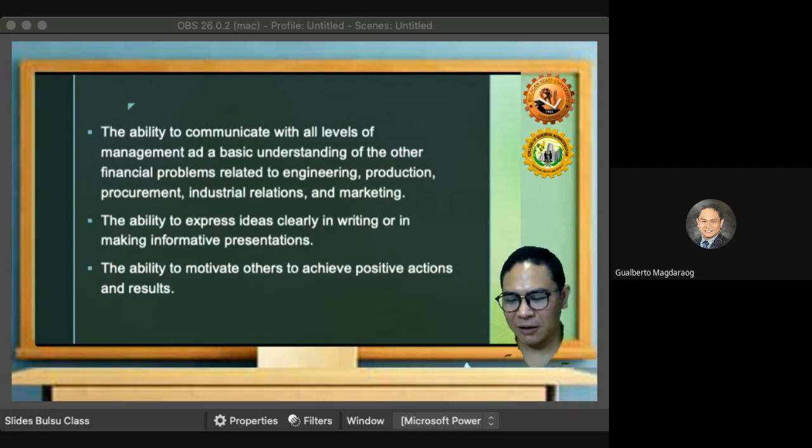If you don't know how to speak and explain and choose the correct words, eh paano natin mare-report yung dapat nating i-report? Okay, kaya yung mga training natin na you should answer or provide the correct spelling for a word, that's part of the training. Kasi kailangan natin yan.